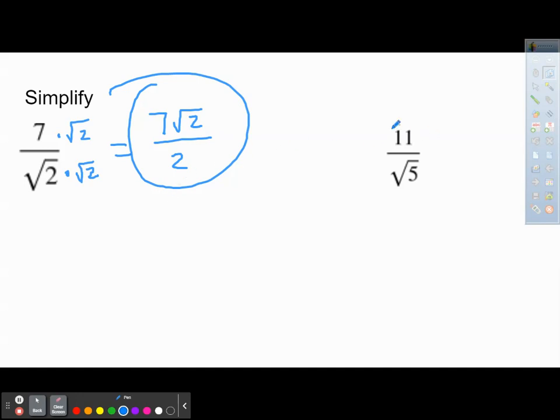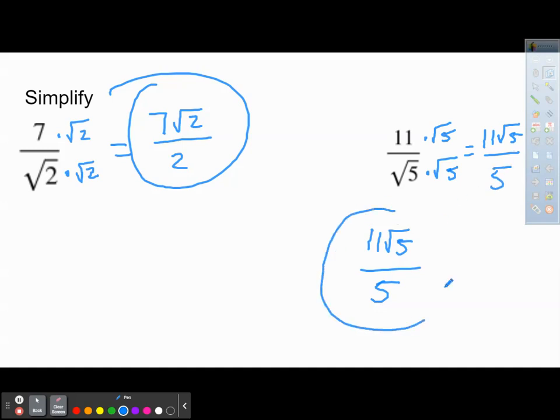Anybody think they know what this is going to be without us even working it out? Perfect. You multiply the top and the bottom by the square root of 5. You get 11 square roots of 5. And square root of 5 times square root of 5 is 5. And you can't do 11 divided by 5, so you just leave it.